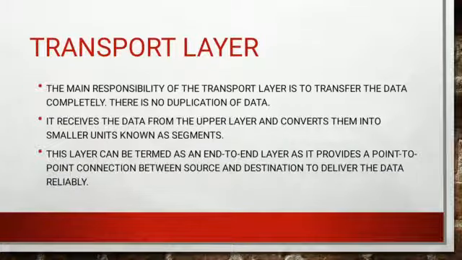This is termed end-to-end transmission, meaning the data is transmitted from one system to another system. It provides a point-to-point connection between the source system and the destination system. Why is it a point-to-point connection? From source to destination, the data is transmitted reliably, without any error, corruption or duplication, and the sender's data is correctly received by the receiver. This will be taken care of by the transport layer.